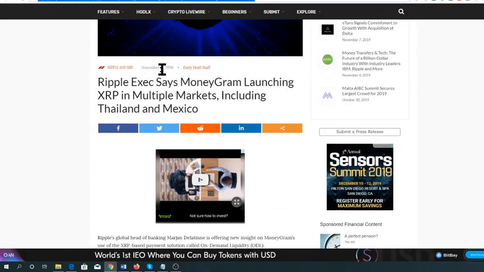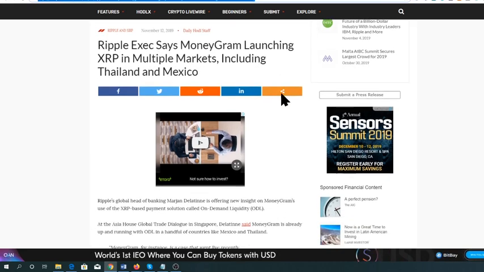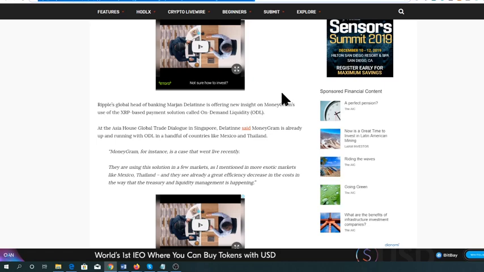It's also from the same date, November the 12th. Ripple executive says MoneyGram is launching XRP in multiple markets, including Thailand and Mexico. What you have to think is, when we say Thailand, Mexico, and countries like India, we think they are just developing emerging markets. But there are a lot of expatriates from them. If you take Indians in the US, Indians in the UK, Indians in all different countries, there are a lot. Just check the population within that country.